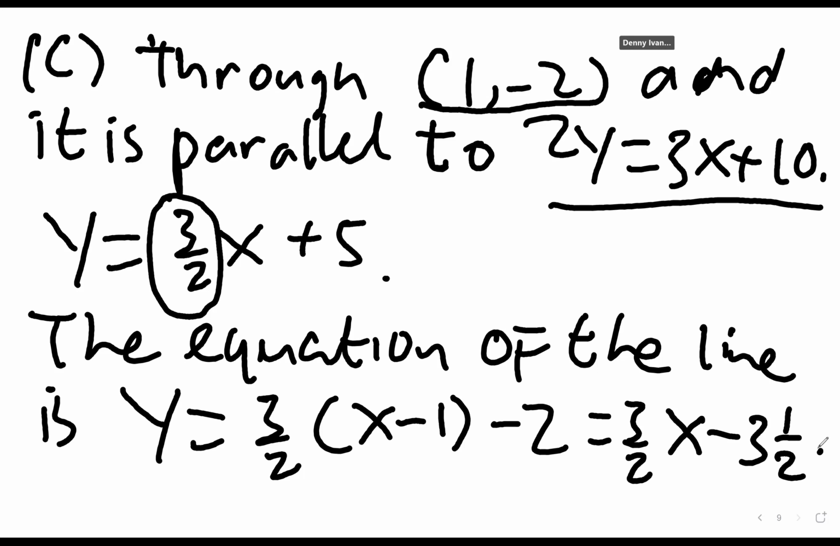All right, so that's 6c. Now we continue to 6d. The information for 6d is that we are given a point on the line, but now the line is perpendicular to another line, 2x plus 3y equals 5. Okay, I will write the information for 6d.